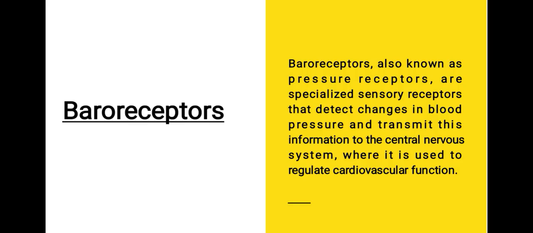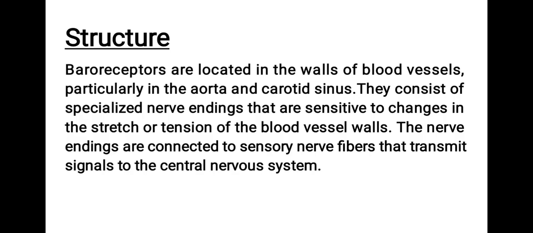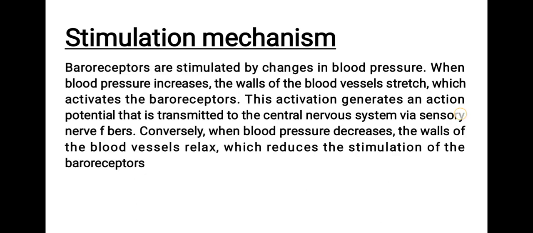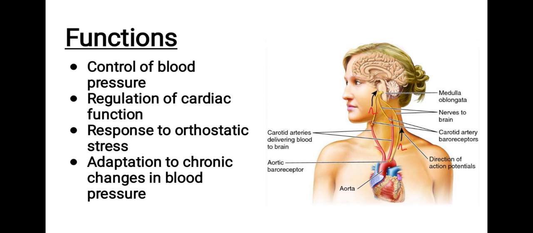Baroreceptors detect changes in blood pressure and transmit this information to the central nervous system. They are located in the walls of blood vessels, particularly in the aorta and carotid sinus. They consist of specialized nerve endings that are sensitive to changes in the structure or tension of the blood vessel walls. Functions: control of blood pressure, regulation of cardiac function, response to orthostatic stress, adaptation to chronic changes in blood pressure.